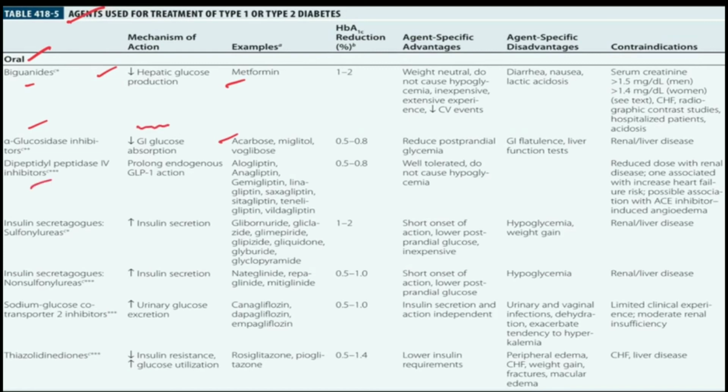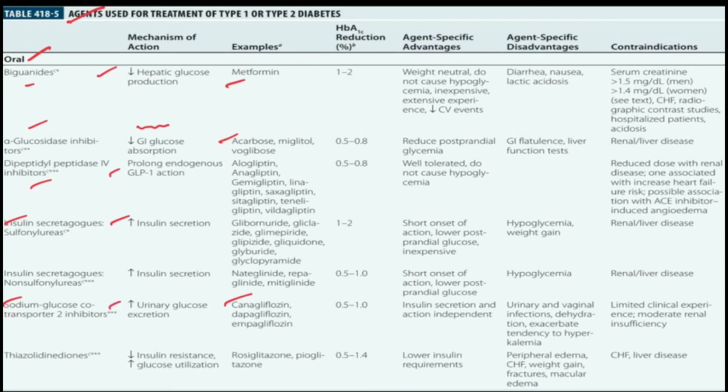Then DPP-4 inhibitors like alogliptin, linagliptin, saxagliptin, and sitagliptin prolong the endogenous GLP-1 action. Also, we have insulin secretagogues, like sulfonylureas and non-sulfonylureas, including glibenclamide, glipizide, gliclazide, nateglinide, repaglinide, right? So they increase the insulin secretion. Then we will talk about the SGLT2 inhibitors, sodium glucose cotransporter 2 inhibitors like canagliflozin, dapagliflozin, right? So they increase the urinary glucose excretion.